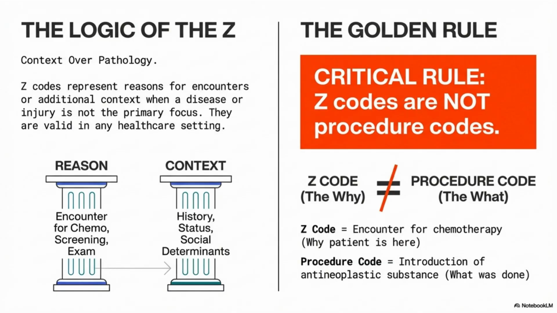Z codes describe the reason for the encounter, but they are not procedure codes. When a patient comes in for chemotherapy, the Z code communicates the purpose of the visit, while the procedure code captures what was actually performed. In other words, Z codes explain the clinical intent, and the procedure codes document the action.